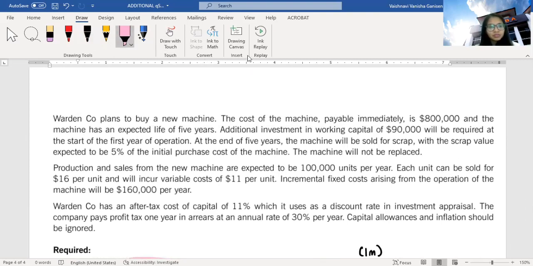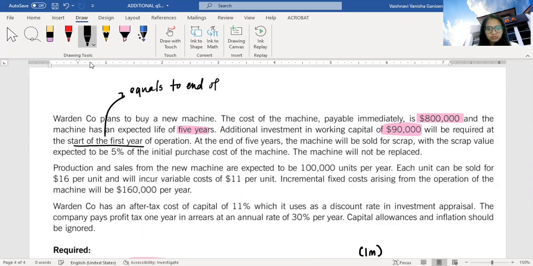Warden Co. plans to buy a new machine. The cost of the machine payable immediately is 800,000 and the machine has an expected life of 5 years. Additional investment in working capital of 90,000 would be required at the start of the first year of the operations. So, start of first year also equals to end of year 0.